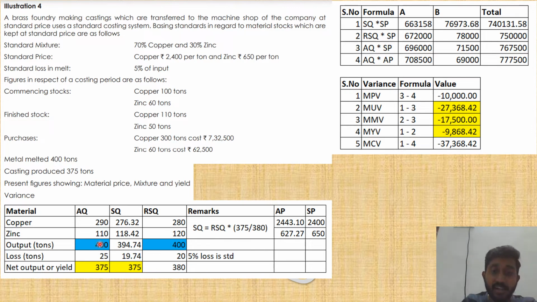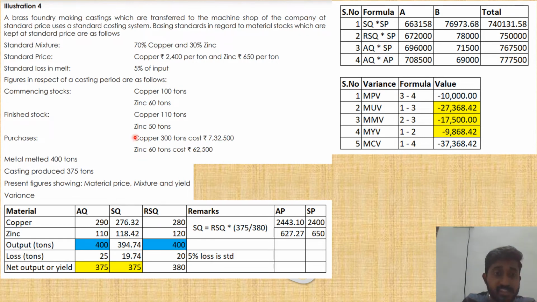This is calculated. Next step is the revised standard quantity. How to calculate the revised standard quantity? The output will be the same, so the same 400 will be the input here. That's why I have given blue color. They have given 70% and 30%. Apply 70 percent and 30 percent on 400, and you can find the quantity of copper and zinc. Already you have the actual price, which we have calculated earlier. The standard price is already given in the question. So I think the table is almost done.